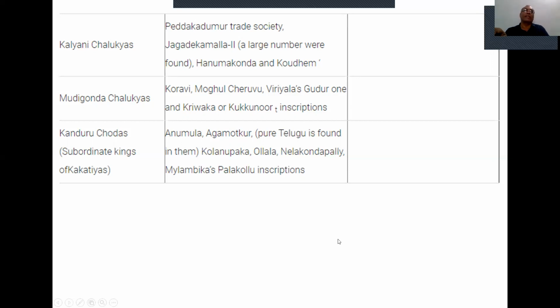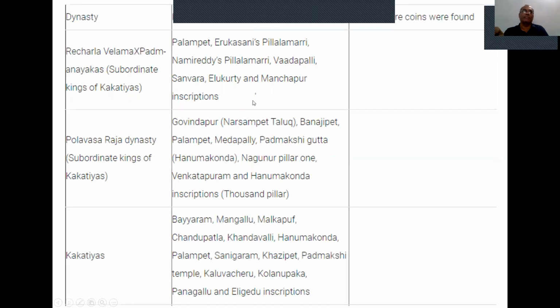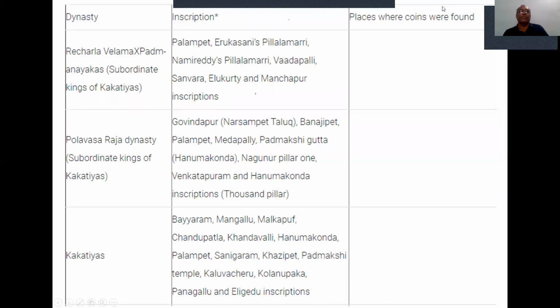So these are the dynasties about which we will be covering in our 5th semester. And after this, we will be taking up the medieval period where you have the Asaf-Zahi dynasty, etc. And the next important dynasty that we have is the Recherla Velama or the Padmanayakas. Again, they are the subordinate kings of Kakatiyas. And again, I have given you the regions where the inscriptions are found.